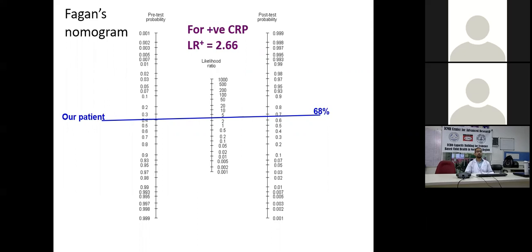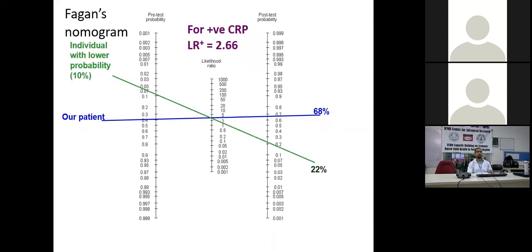So effectively, what are we saying? When the patient came to us with non-specific signs and symptoms, there was a 40% chance that this patient had true sepsis. We did a CRP, the CRP test came positive. Now that the CRP test has come positive, the probability of it being sepsis has risen to 68% from 40%. So the post-test probability is now 68%.